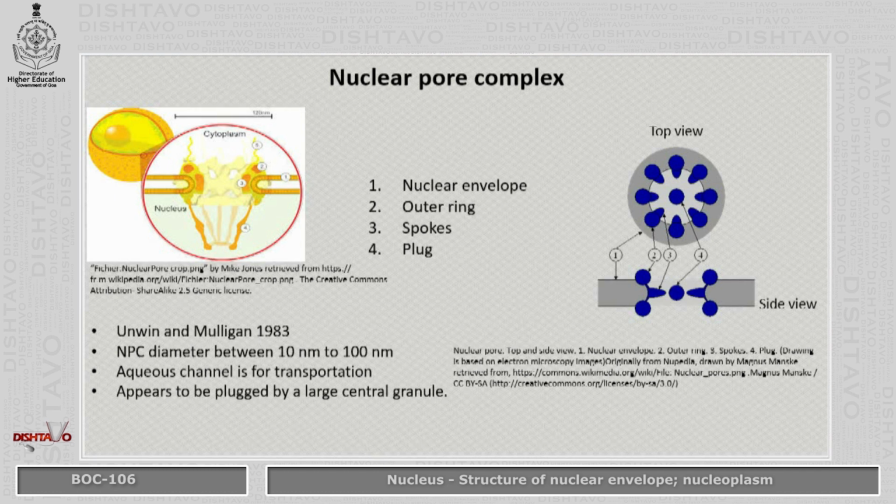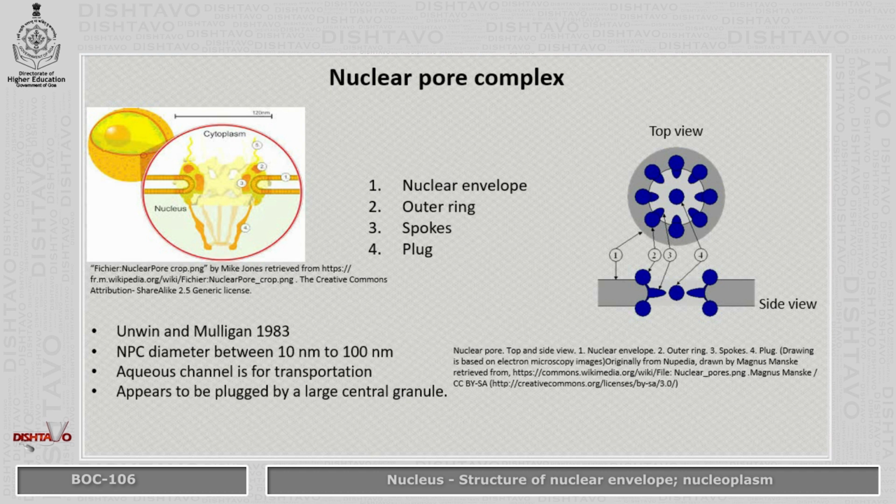With the advancement of the technology, we could understand the nuclear pore complex in a much better way. Computerized image processing technique revealed that nuclear pore complex is made up of 4 elements, that is nuclear envelope, outer ring, spokes and plug. On the outer side of the nuclear envelope, there are 8 cytoplasmic particles which are arranged in the form of a ring. Inside this membrane, you will find the nucleoplasmic elements and the nuclear lamina.